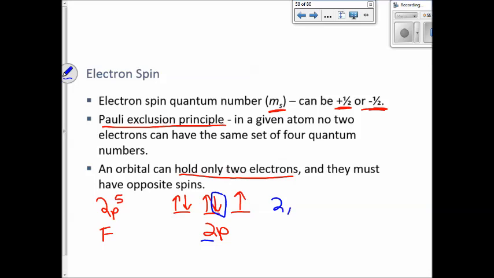2 is my N number, because I'm in energy level 2. P is my sublevel. So what number do I assign my L number to be? 1. Now, this is -1, 0, 1. So my M sub L number is going to be a 0 because I'm in the middle one. And last but not least, which direction am I going? M sub S, I'm going downward, so I'm -1/2. So that would be my list of quantum numbers for that particular electron.